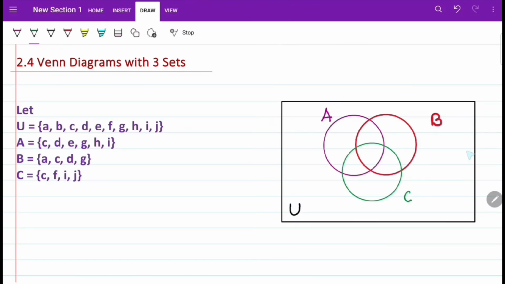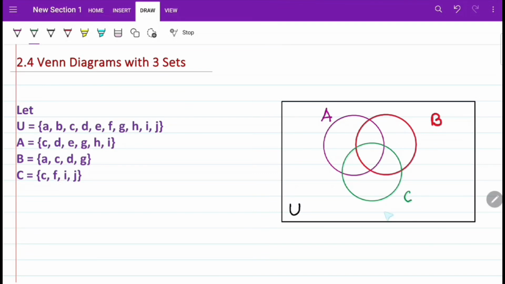The rectangular box will contain elements from the universal set, and within the box, the rectangle, we have 3 circles representing each of these sets. So the purple circle representing set A will hold elements from set A. Then we have the red circle representing set B will hold elements from set B, and then the green circle is for the elements from set C.